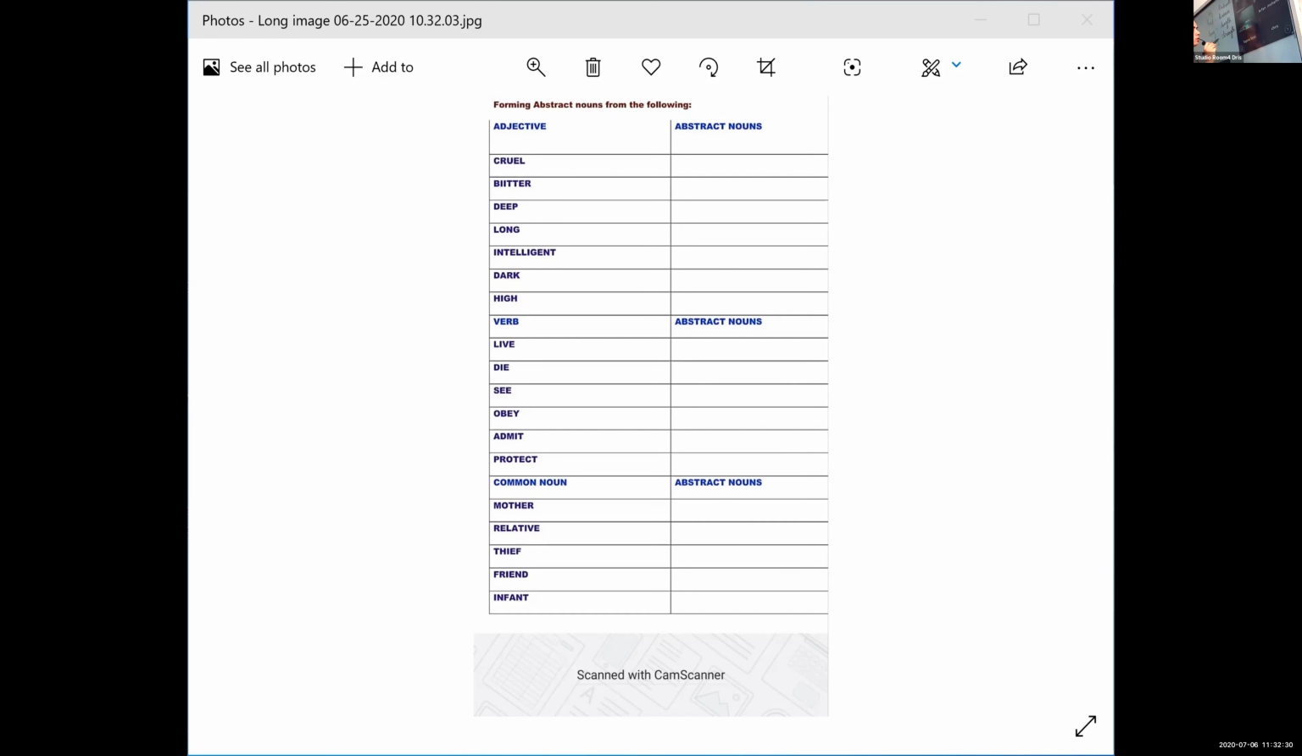Like this, we can form abstract nouns from these adjectives. Then beautiful. Beautiful is an adjective, and what is the abstract form of it? Beauty. Look at the spelling. Then, wise. Wisdom. Very good. Wisdom.